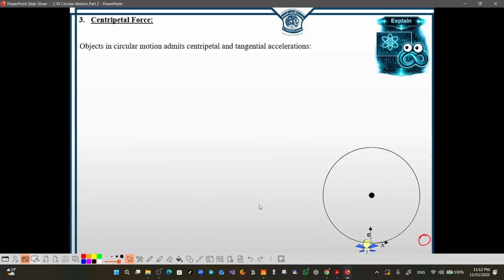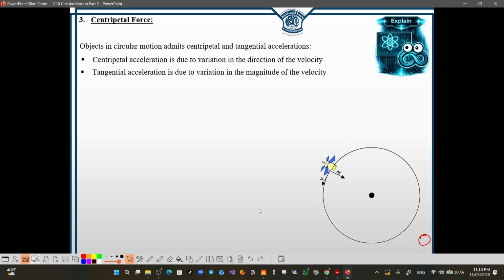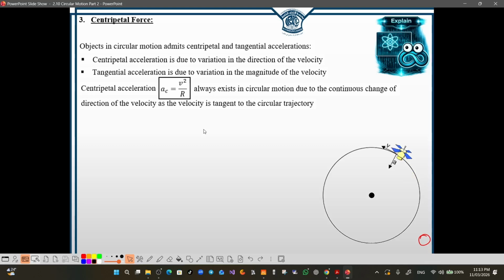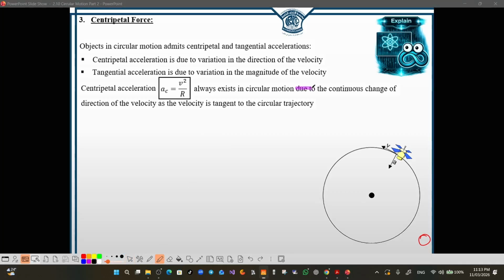Now, an object in circular motion admits centripetal and tangential acceleration. Centripetal acceleration is due to variation in direction of velocity, and the tangential acceleration is due to the variation in the magnitude of the velocity. Now let's focus more on the centripetal acceleration and tangential acceleration. For the centripetal acceleration, we find the magnitude of this acceleration to be v squared over r. Now this kind of acceleration always exists in circular motion, and the reason for that is we have continuous change of the direction of the velocity. So the velocity has different directions during the motion.